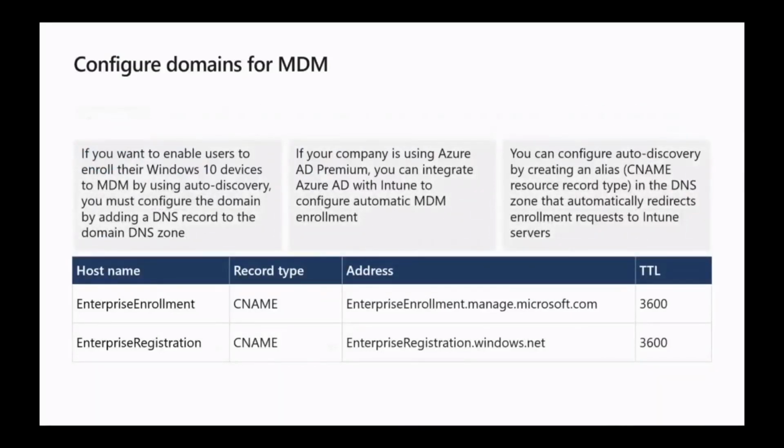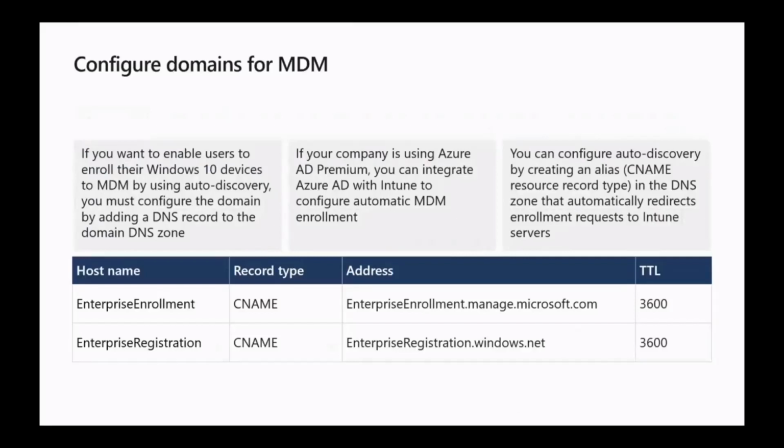If you want to enable users to enroll their Windows 10 or Windows 11 devices to MDM by using Auto Discovery, you must configure the domain by adding a DNS record to the domain DNS zone. If your company is using Azure Active Directory Premium, you can integrate Azure Active Directory with Intune to configure automatic MDM enrollment. Then you can configure Auto Discovery by creating an alias, in this case a CNAME resource record in the DNS zone that automatically redirects enrollment requests to Intune servers. Once again, this is in the case that you want to perform auto enrollment features for your users.